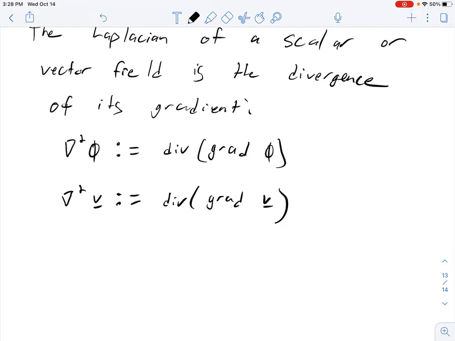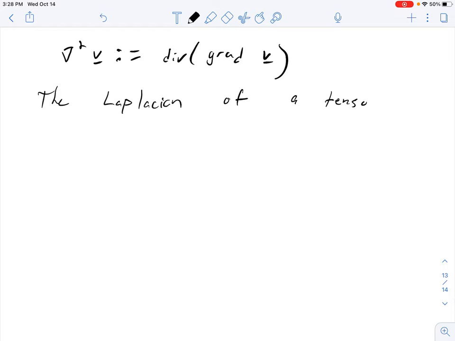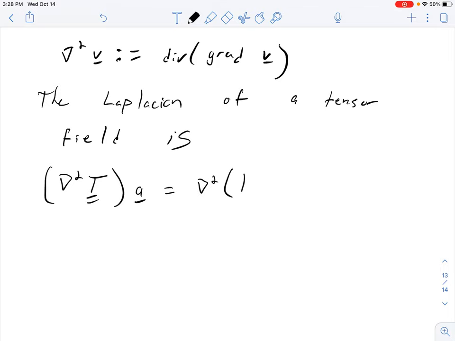Now the Laplacian of a tensor field, they define in terms of how it interacts with constant vectors, in their usual fashion for not wanting to do the gradient of a tensor field. So the Laplacian of the tensor field is, again, a tensor field, and it acts on a constant vector like the Laplacian of the tensor field on that vector for all constant vectors a.